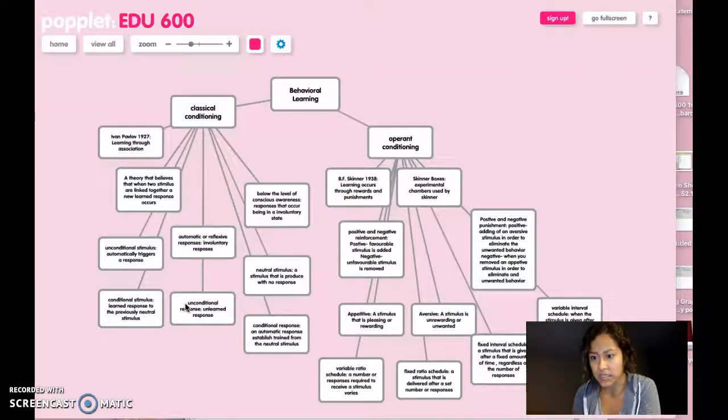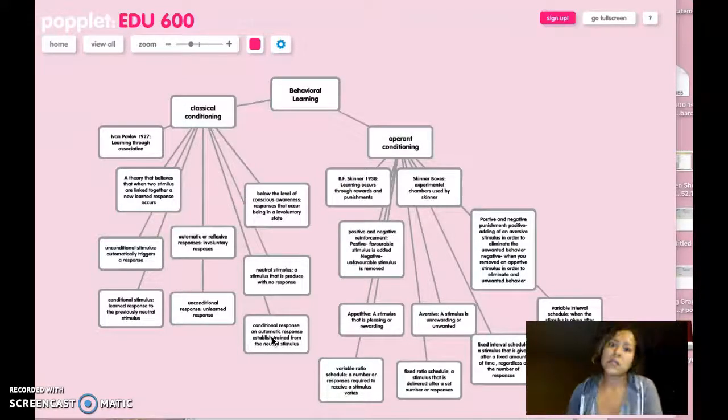So then during testing, the bell is a conditional stimulus, which is right here. And after ringing the bell, he got the drooling from the dogs, which is the conditional response, which is right over here. So yeah, that was the testing.